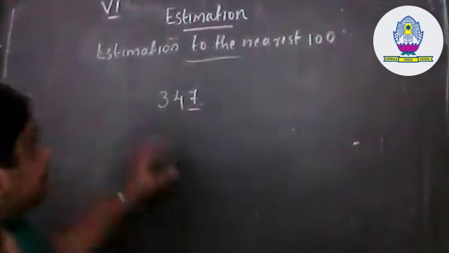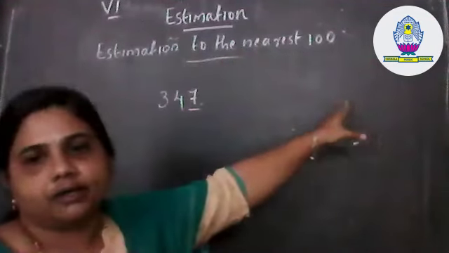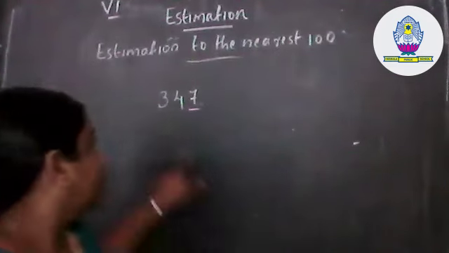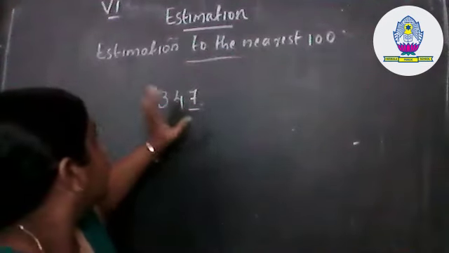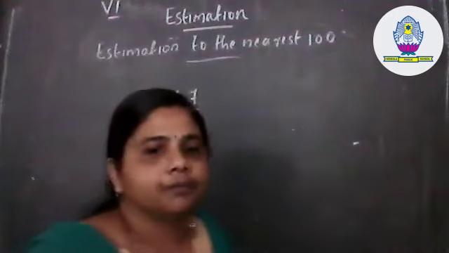Next, estimation to the nearest 100. Next topic is estimation to the nearest 100. We have an example, 347. How to convert 347 to the nearest 100.